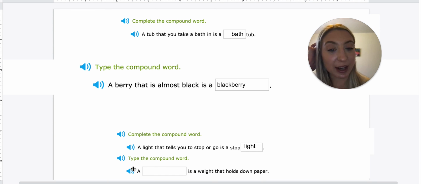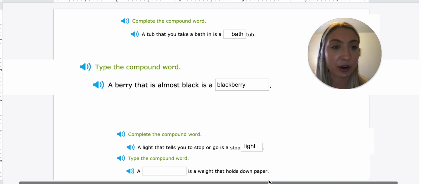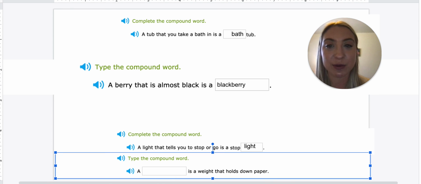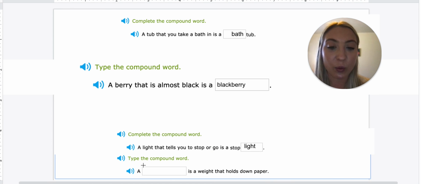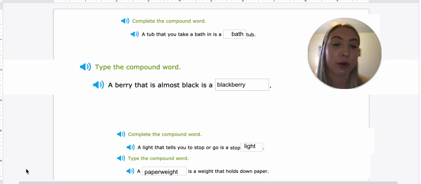But now we're not completing it. We're typing the compound word. So a blank is a weight that holds down paper. So what is it doing? It is a weight that holds down paper. So when we type this compound word, it's going to be paperweight. Paperweight gives us our compound word. So they're saying we can look at the compound word to figure out the definition. It is a weight that holds paper, and we see that right in our compound word.